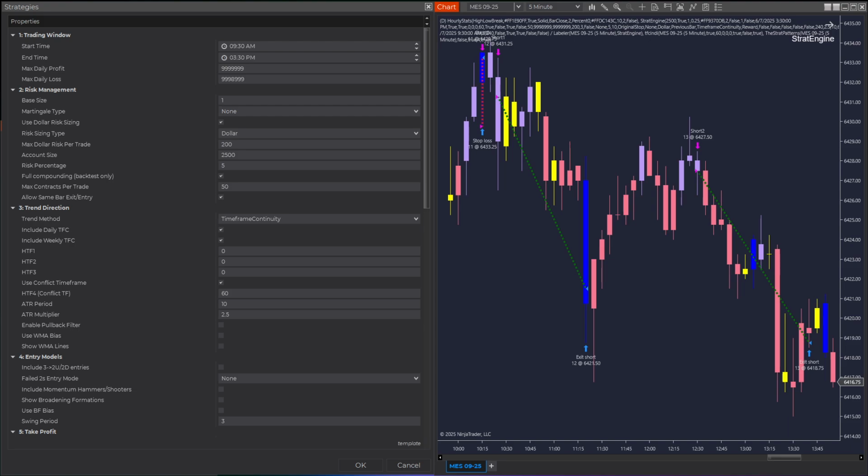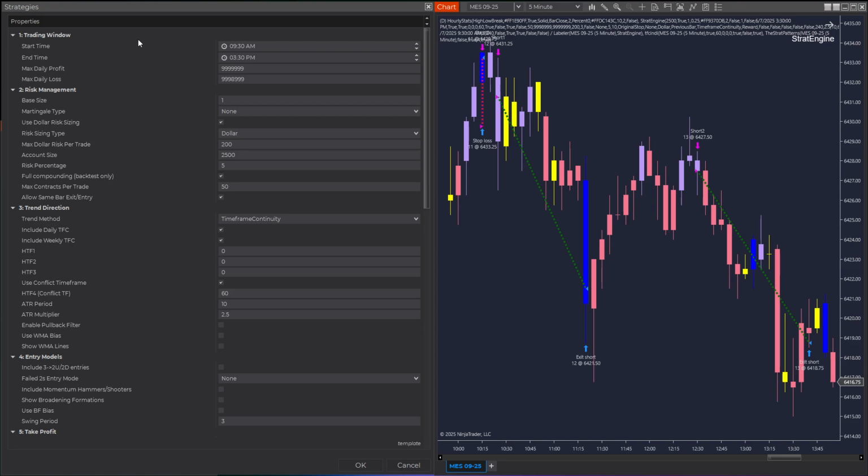So the settings that are common to all bots are going to be stuff like the trading window, the risk management, and the take profit. First one, of course, the trading window is going to allow you to specify when the algorithm will take trades. In this case, we have it set up for the New York session between 9:30 a.m. and 3:30 p.m.